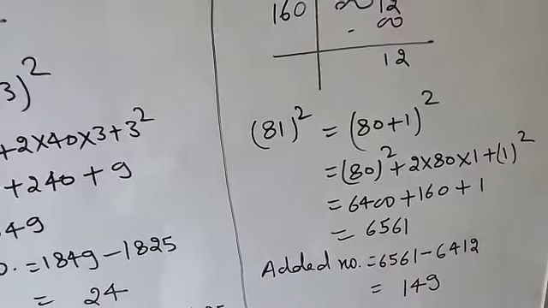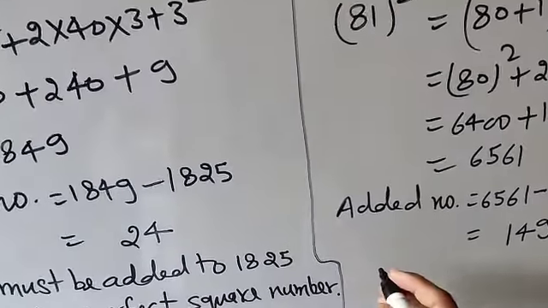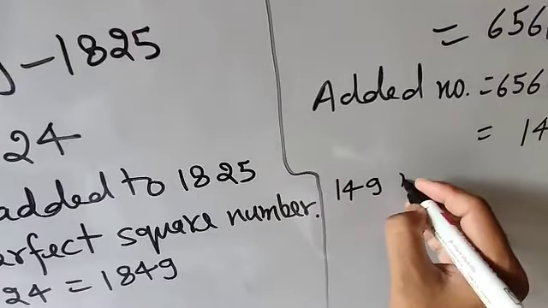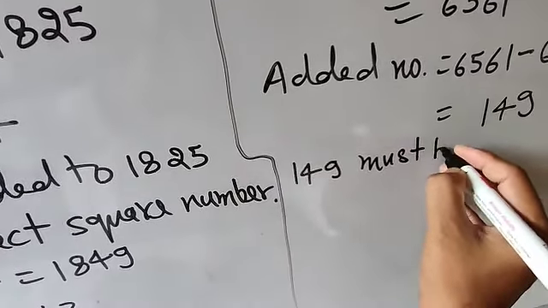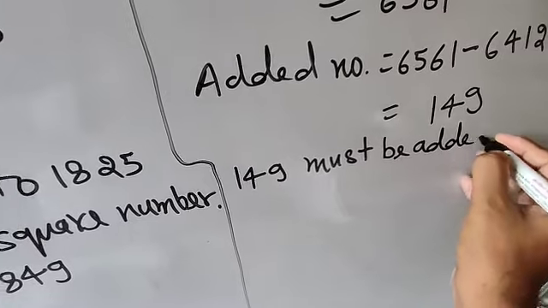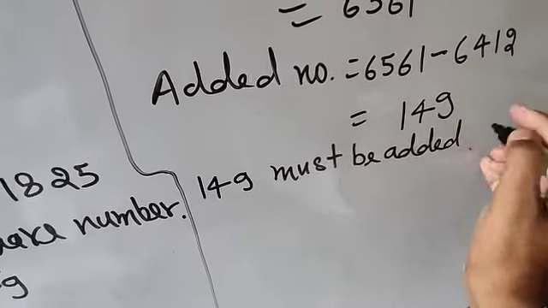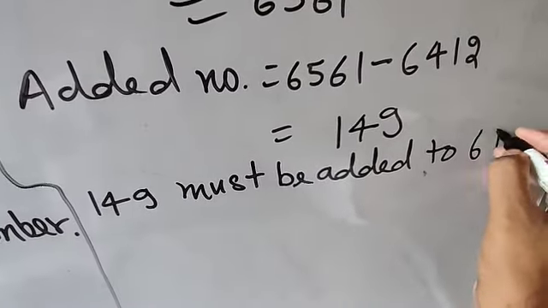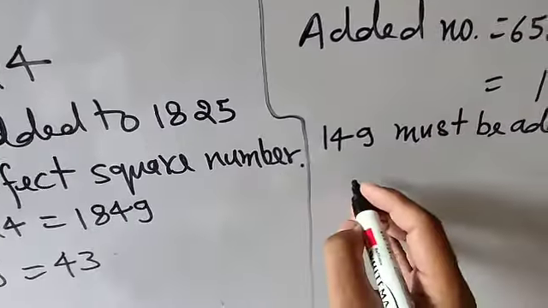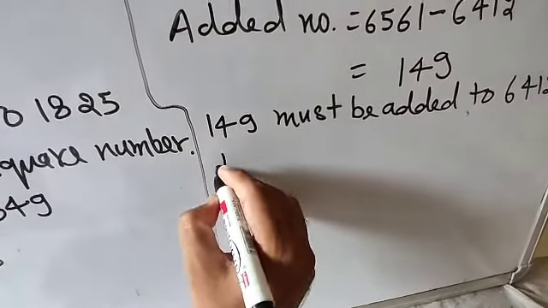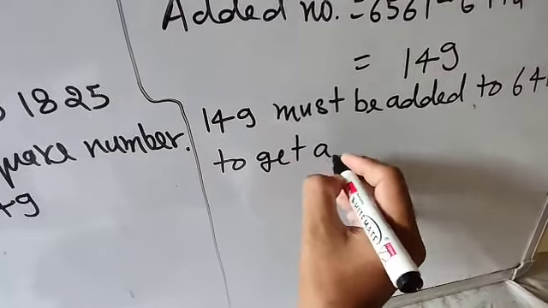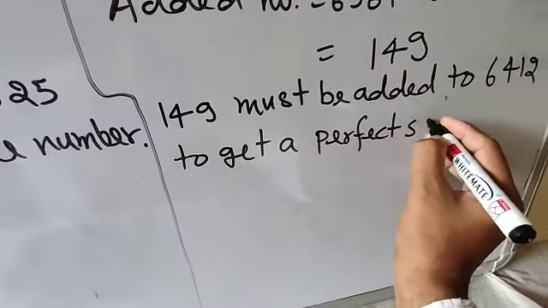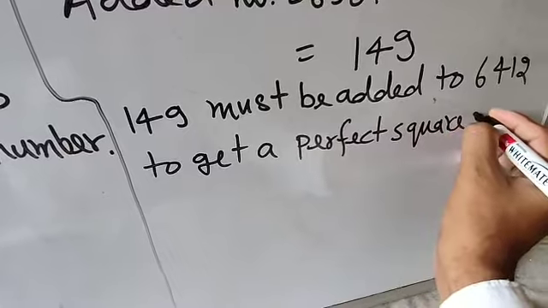So here you will write 149 must be added to 6412 to get a perfect square number.